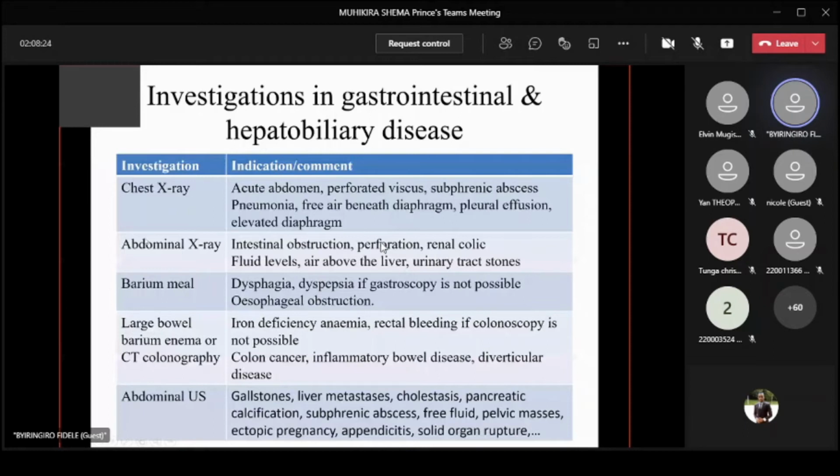So I have a question to Lydia. Can you hear me? Lydia, can you hear me? Yes, sir. So what's the difference between barium meal and barium swallow? Do you know barium swallow? No. Do you know barium meal? Sure.